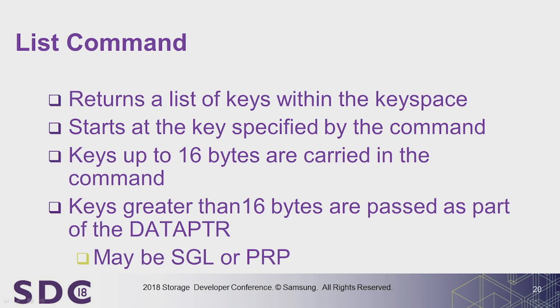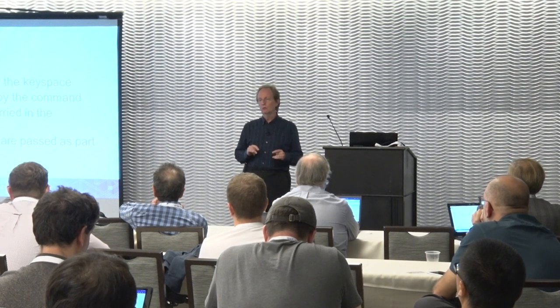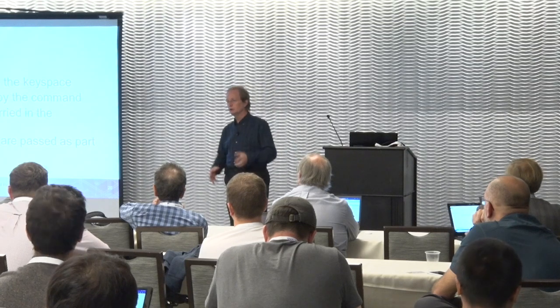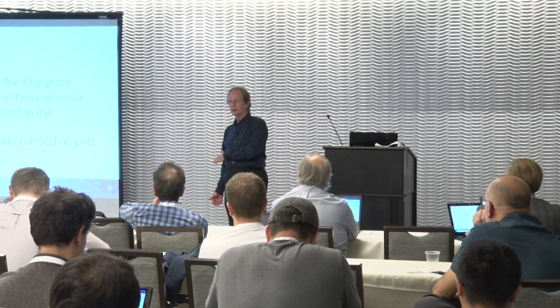So the list command returns a list of keys within the key space. It starts at the key specified by the command, and again, the list command has to be able to use the data pointer if you have a larger key. Now, the only thing the data pointer points to at this point is the key that you're starting with. For the first release of this, the list command is not ordered. Within the command set, we don't have a requirement for any ordering. What happens is whatever data structure the device has is used to order your keys.